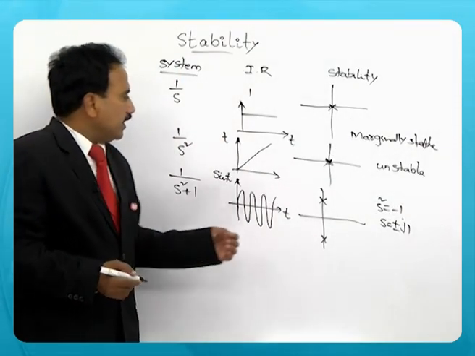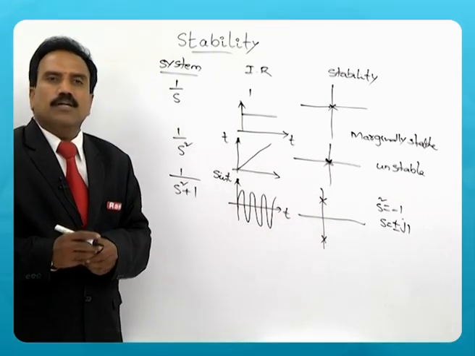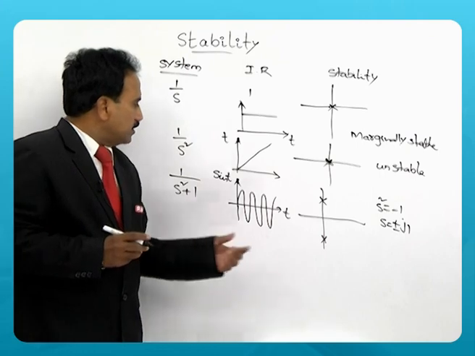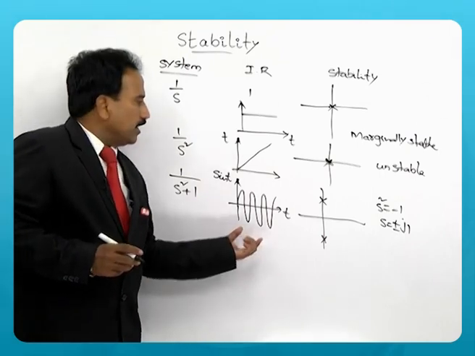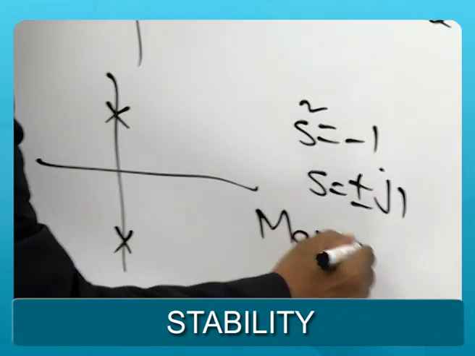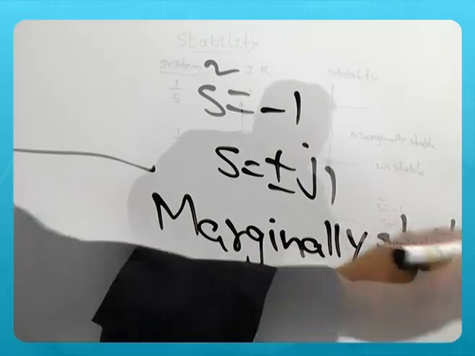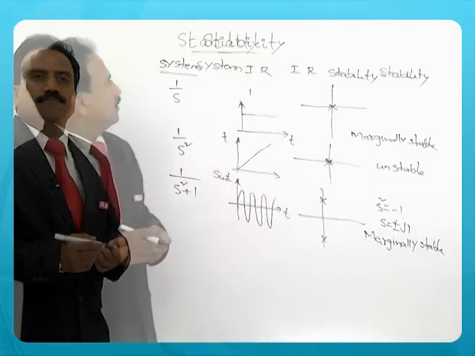So, this indicates there are two poles on the j omega axis whose impulse response is sustained oscillations, and we say that the system here is marginally stable.